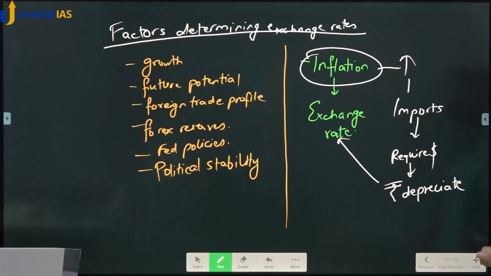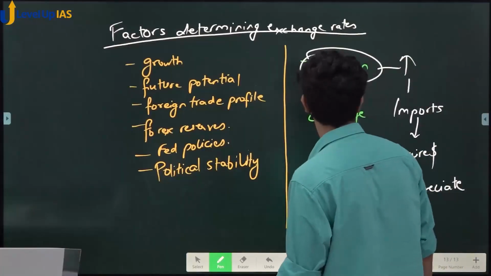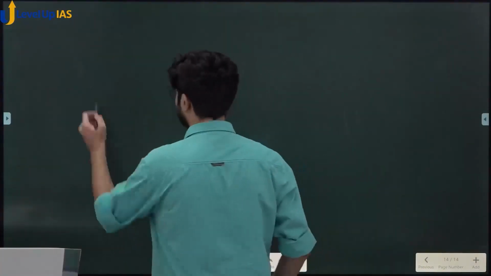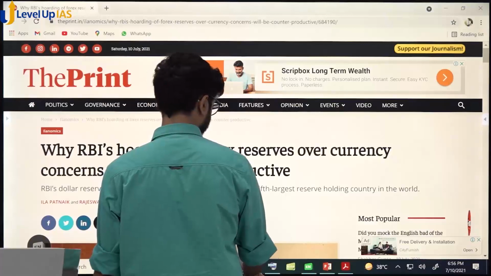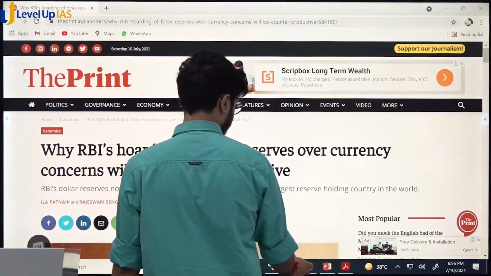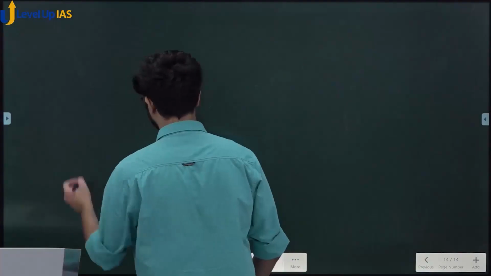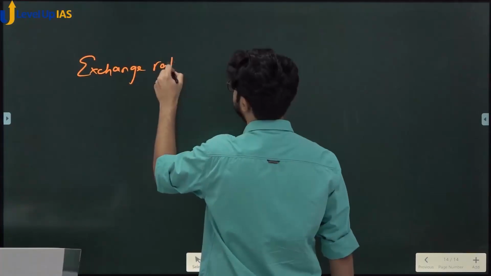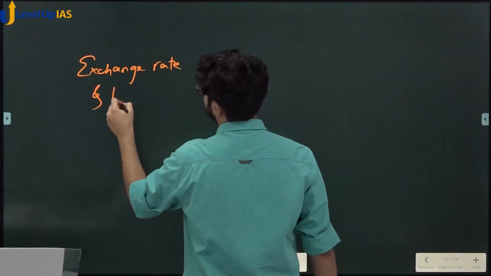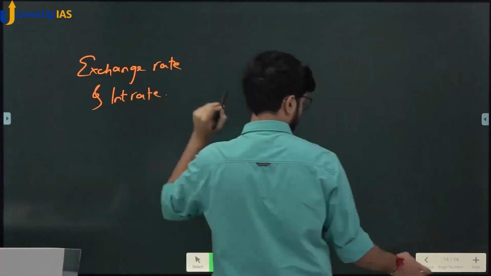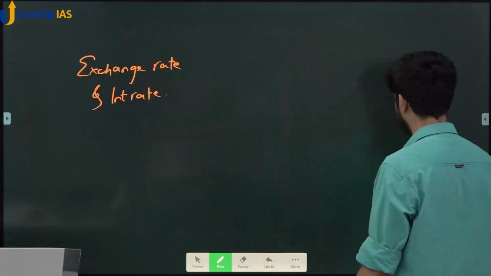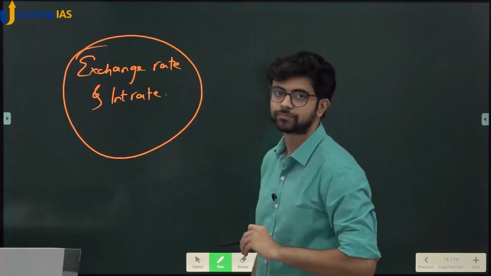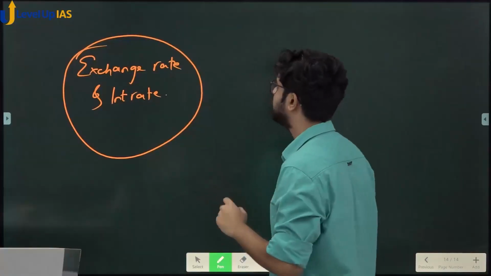What are we going to do next here? Next factor, after inflation and exchange rate, is a very important factor I'm going to tell you about. What about interest rate and exchange rate? How will interest rate affect it? We saw what the relation of inflation with exchange rate is. Now we are about to see what the relation is between exchange rate and interest rate.